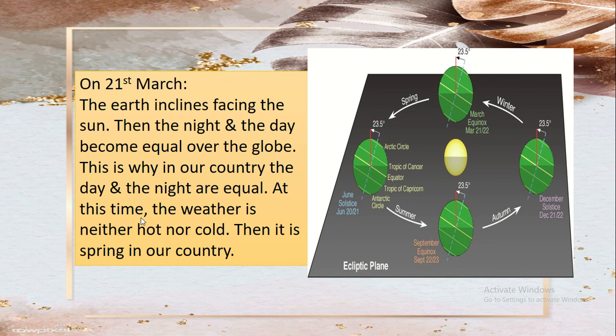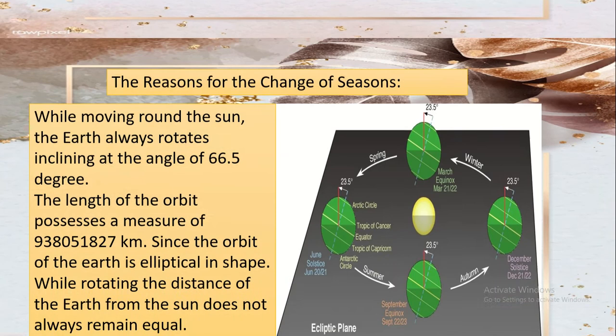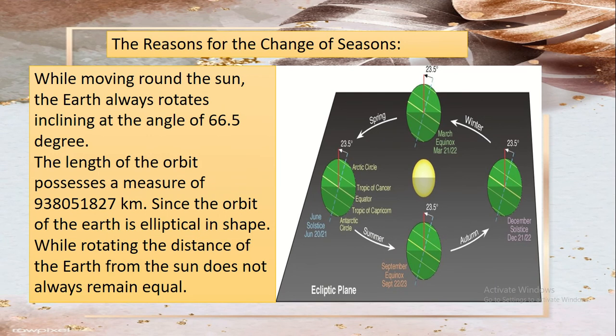At this time the weather is neither hot nor cold, then it is spring in our country. So on 21st March, in the northern hemisphere here is spring, and in the southern hemisphere autumn. And on 23rd September, in the northern hemisphere here is autumn, and in the southern hemisphere there will be spring. So, the reasons for the change of seasons. What is the reason? Follow.